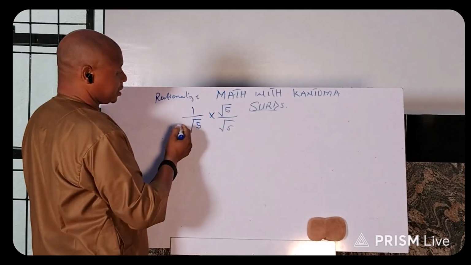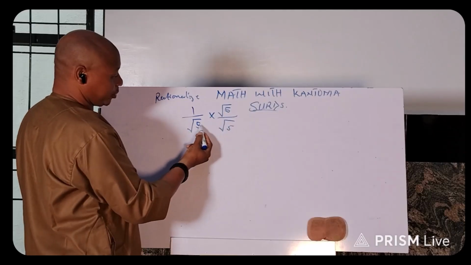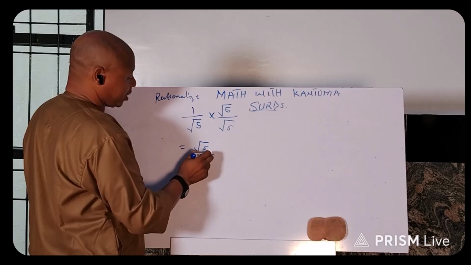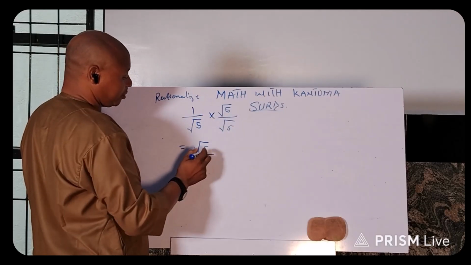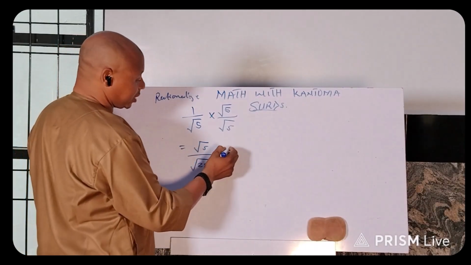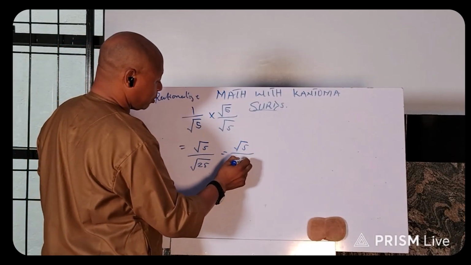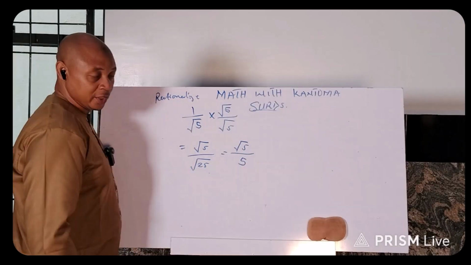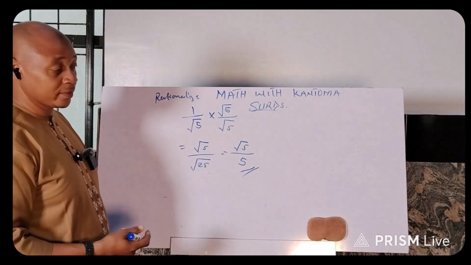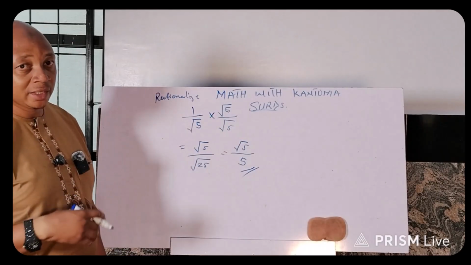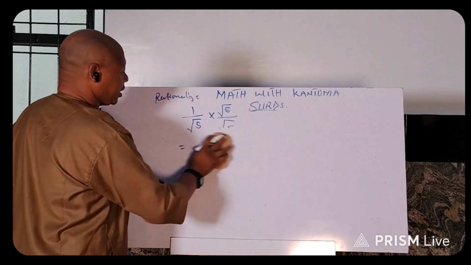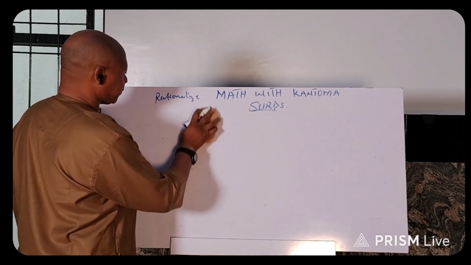So multiplying these entities, I'll have to multiply numerator by numerator, denominator by denominator. So 1 times root 5 is the same thing as root 5, all over root 5 times root 5, I will have root 25. Right? And root 25 is 5. So I'll have root 5 all over 5. So here I have successfully removed the irrational number, which is the surd, from the denominator by rationalizing the denominator. So next, after rationalizing the denominator, we'll be looking into the conjugate of a surd.